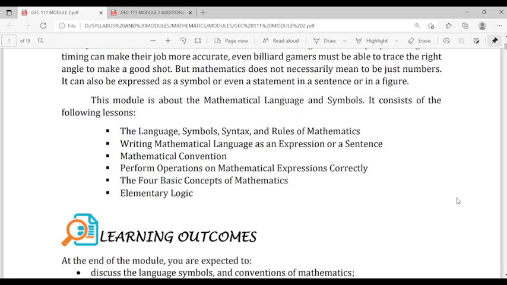For this module, there are 6 lessons that we are going to discuss. First, we have the language, symbols, syntax, and rules of mathematics. Writing mathematical language as an expression or a sentence. Mathematical convention, perform operations on mathematical expressions correctly. The 4 basic concepts of mathematics. And lastly, elementary logic.